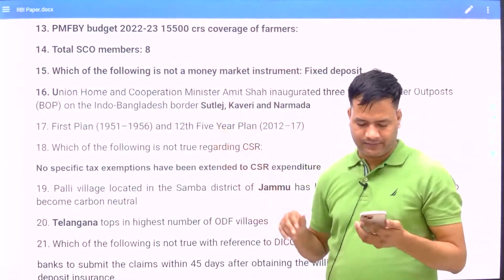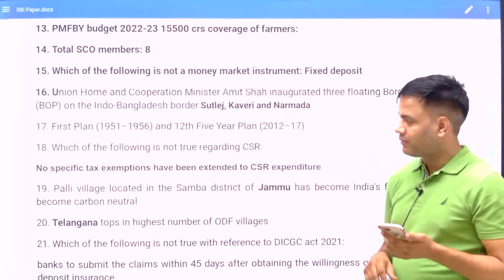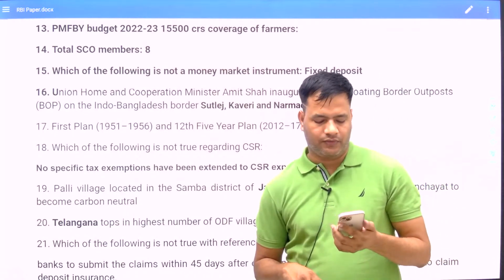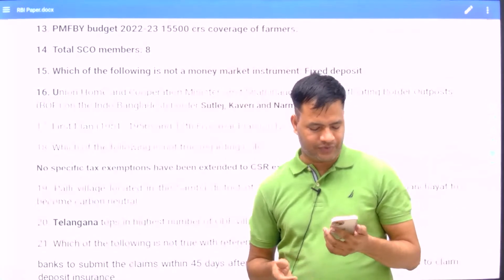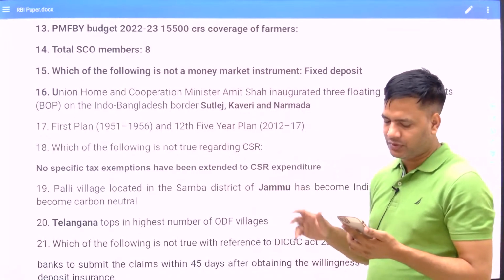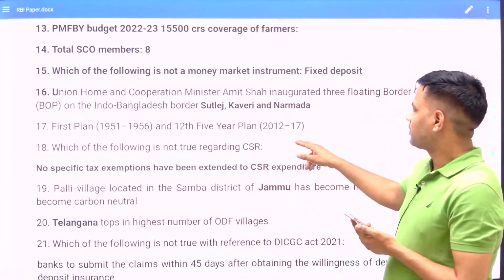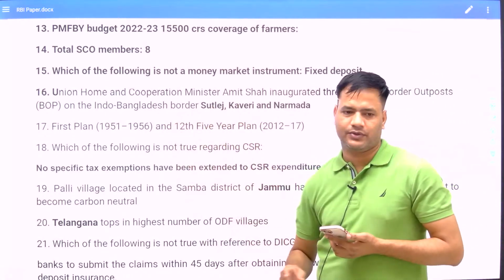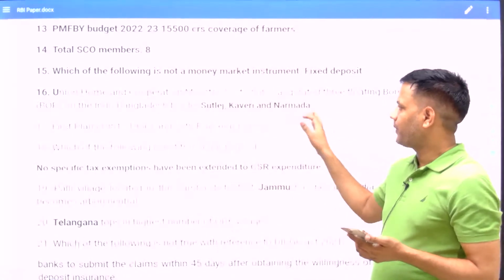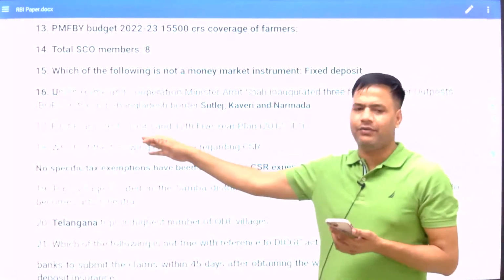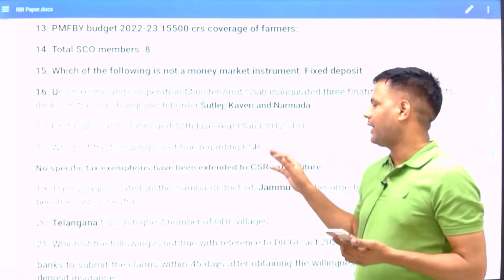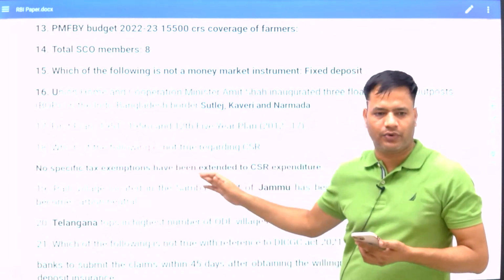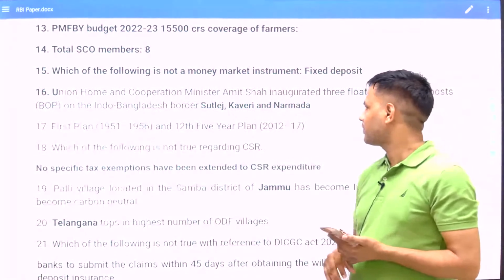We are in doubt about the exact question on the Hydrogen Task Force, whether it was with USA or Germany. It may be USA, but we are not aware of the exact question, so this is a doubtful question. Satluj, Kaveri and Narmada is the right answer for the three BOPs' names. The First Five-Year Plan and the 12th Five-Year Plan were asked, with time periods 1951 to 56 and 2012 to 17.